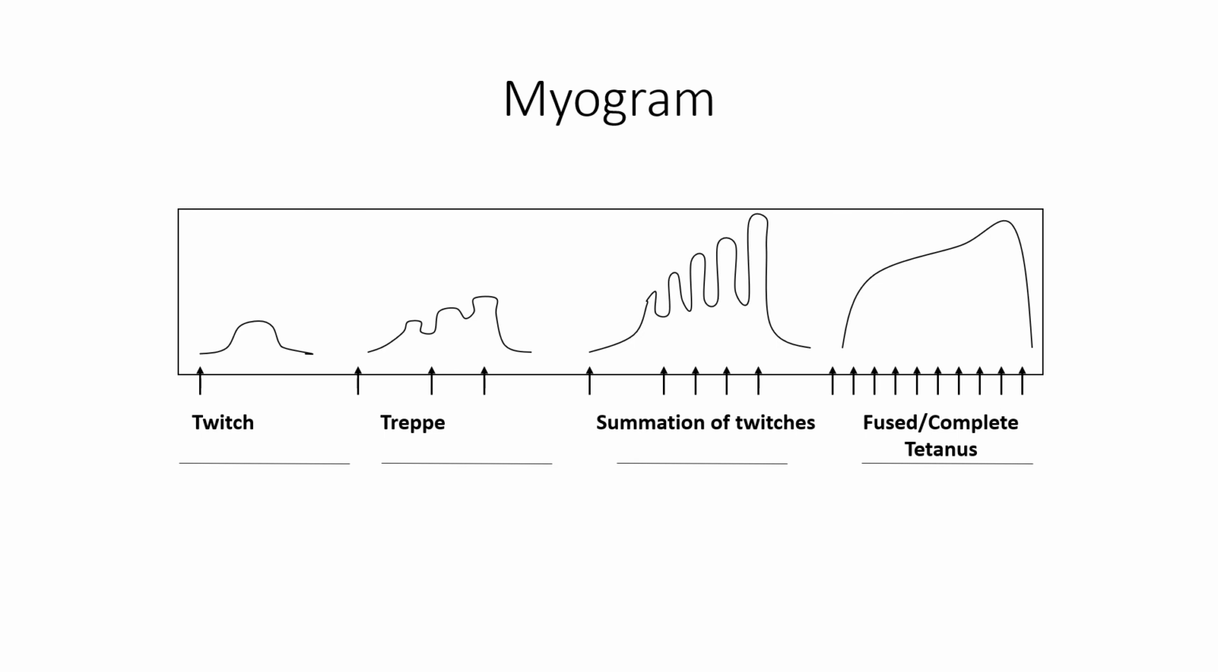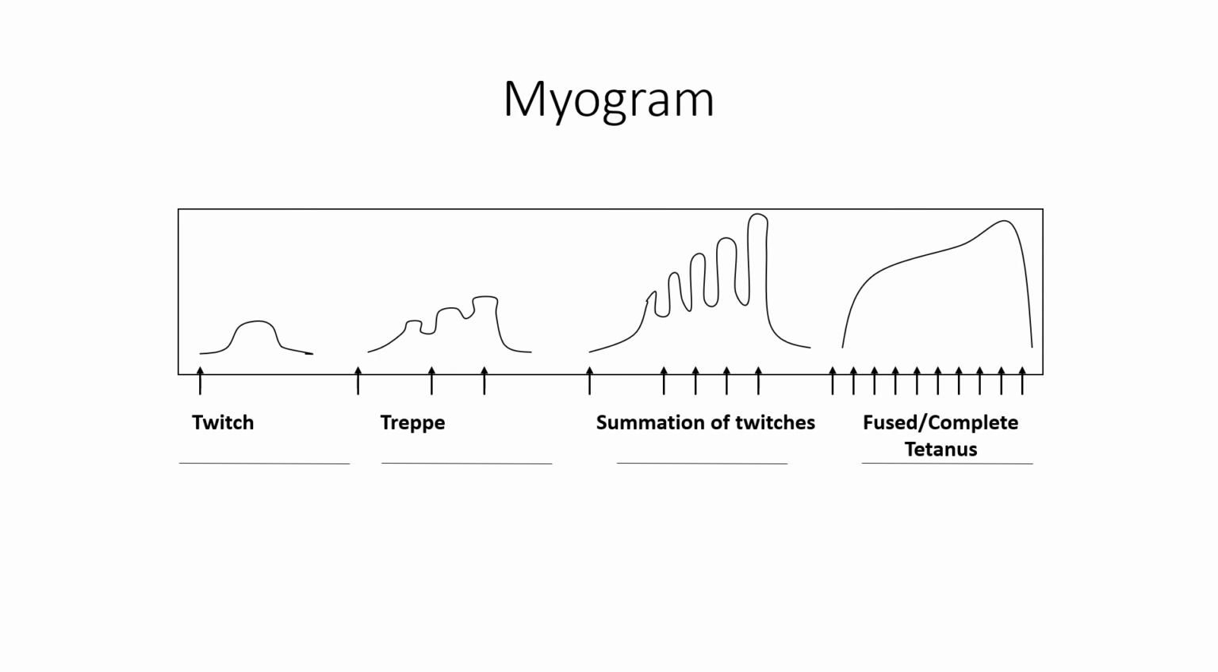Instead, what's happening to the tension over here? Well, the tension tends to increase, and that's what we're trying to do when we have a summation of twitches. What we don't want to experience is the last set. This is called fused or complete tetanus. Notice the arrows here indicate that we are getting stimuli so fast that there is no opportunity for the muscle to experience a relaxation state. Instead, the tension increases and there is a complete or fused state of tetanus.